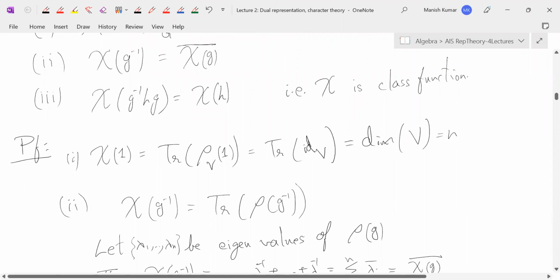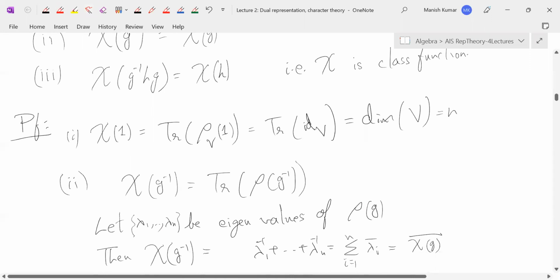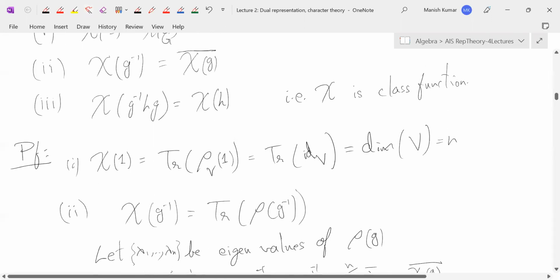So say rho g has some eigenvalues lambda 1 to lambda n. It will have exactly n eigenvalues, up to repetition; here they may not be distinct. The trace is the sum of these eigenvalues. Then rho g inverse is the inverse matrix, so it will have eigenvalues lambda 1 inverse to lambda n inverse.